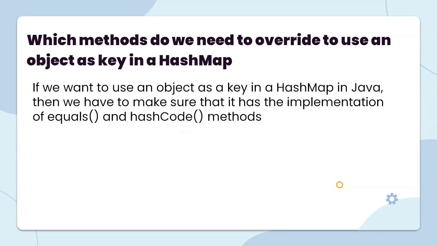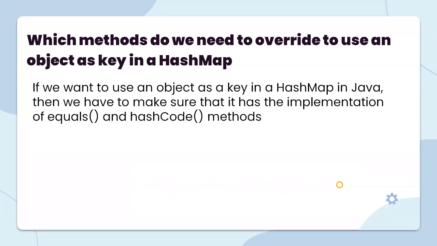Which method do we need to override to use an object as a key in a hash map? Understand? We have a key and value, no? When we use a HashMap, which method should we override to achieve this?